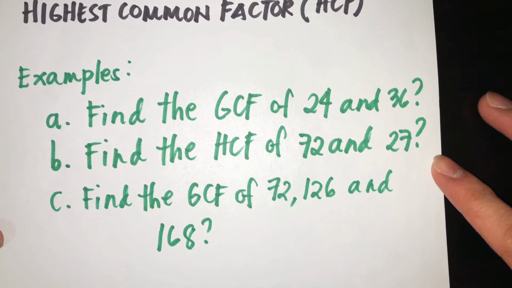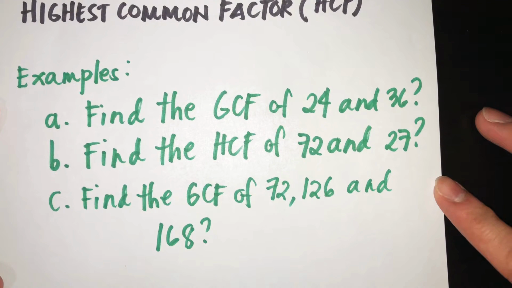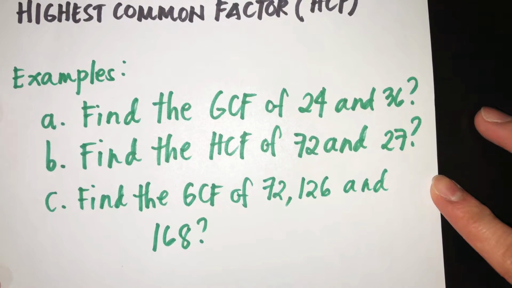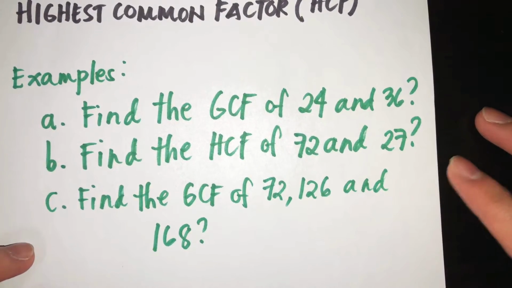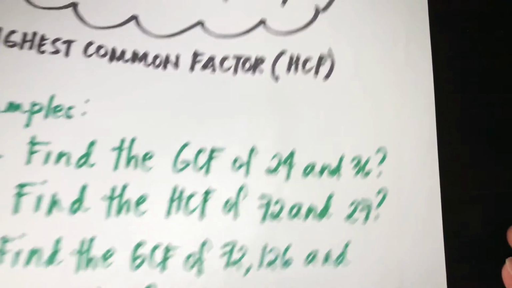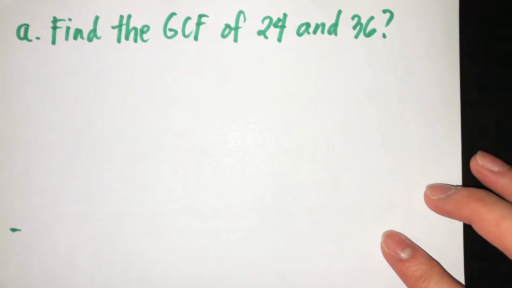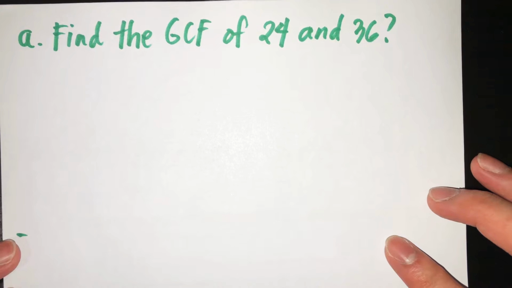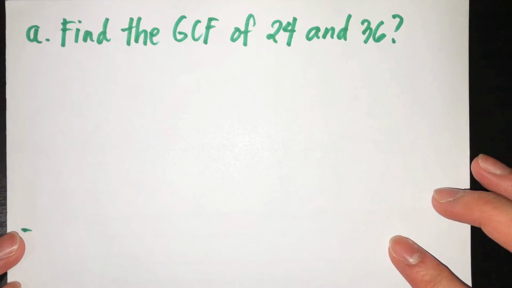So first, find the GCF of 24 and 36. B, find the HCF of 72 and 27. And C, find the GCF of 72, 126, and 168. Okay, so let's start first with our first problem. Find the GCF of 24 and 36.